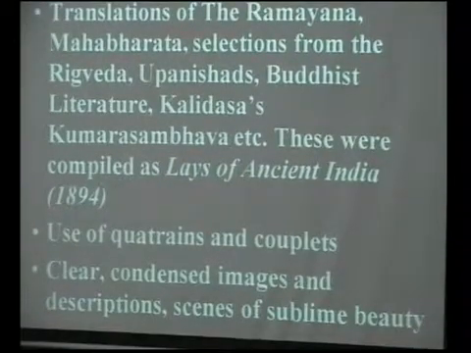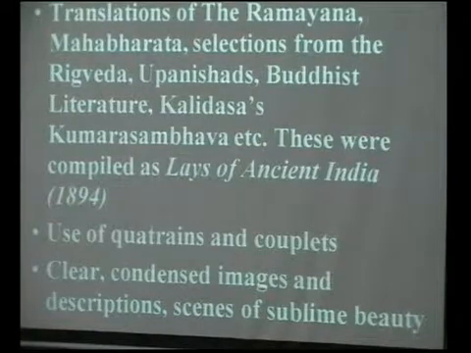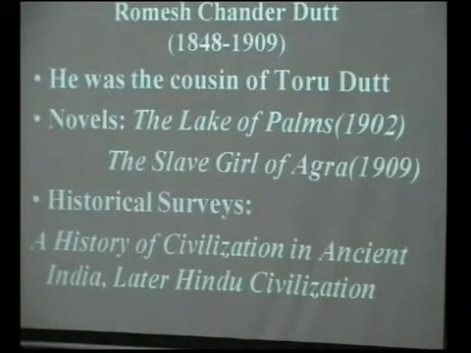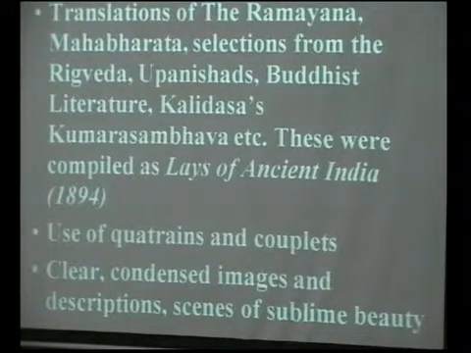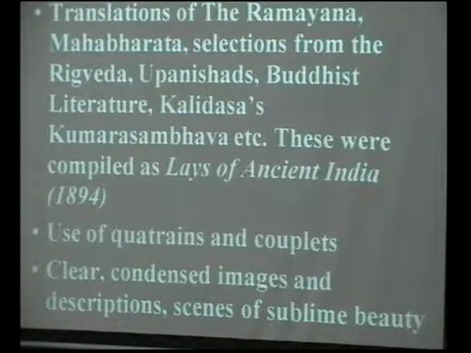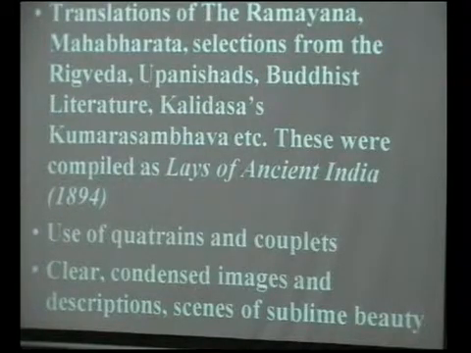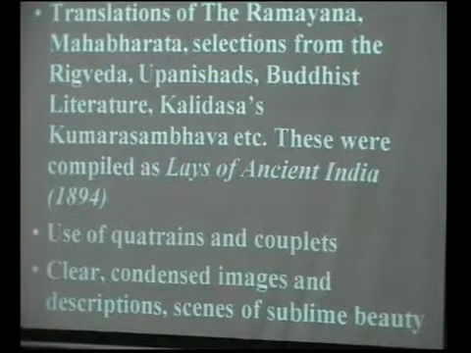During this period were also made translations of the Ramayana, Mahabharata, that is by Romesh Chandra Dutt, selections from the Rig Veda, the Upanishads, Buddhist literature, Kalidasa's long narrative poem Kumara Sambhav, and these were compiled as Lays of Ancient India, published 1894. His works are marked by the use of quatrains and couplets, clear condensed images and descriptions, scenes of sublime beauty.